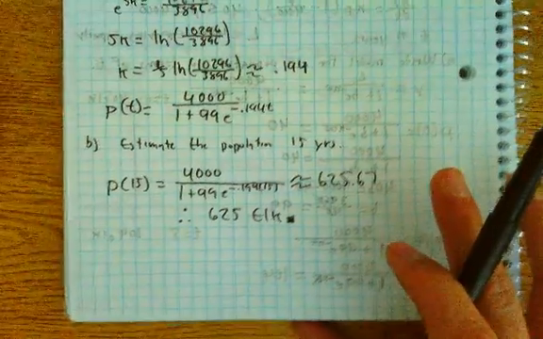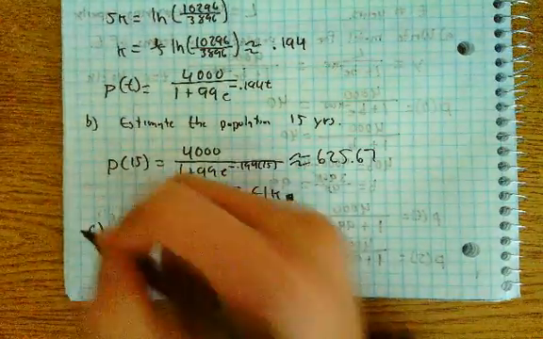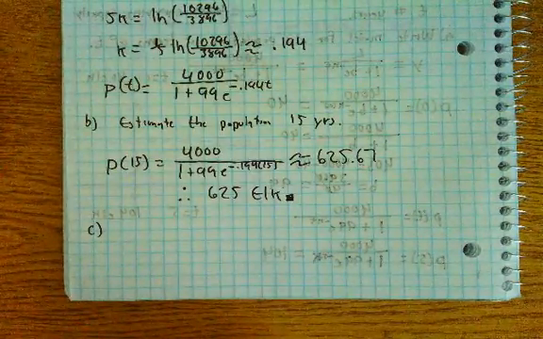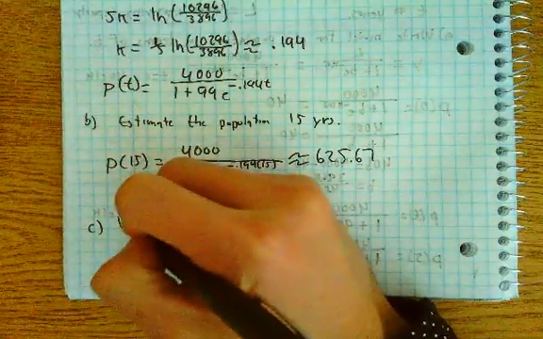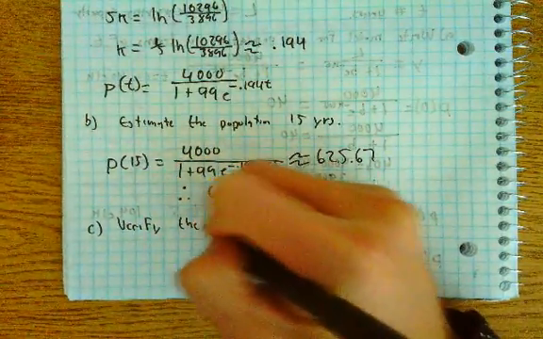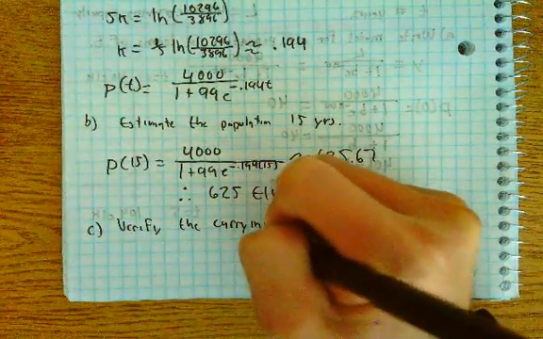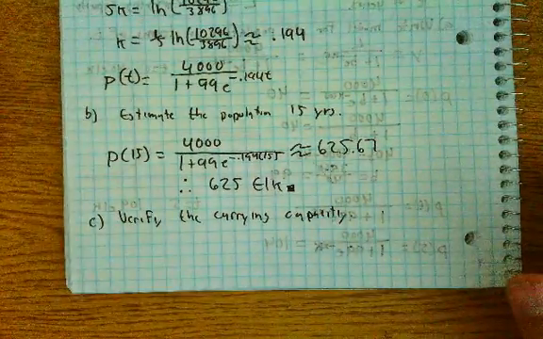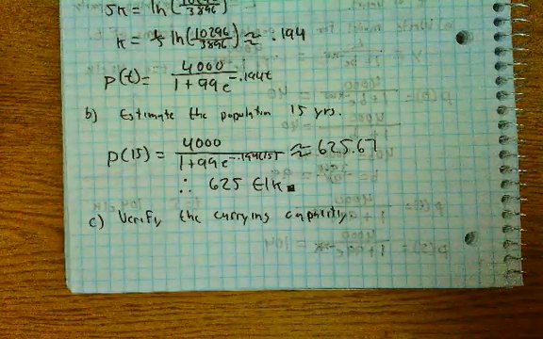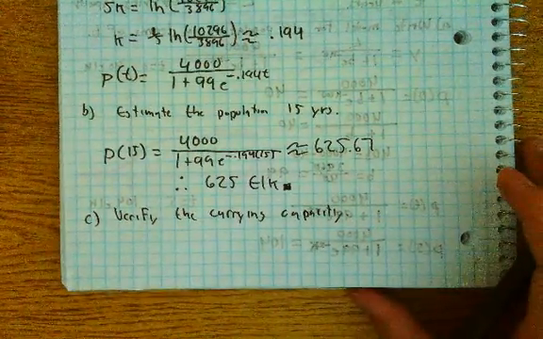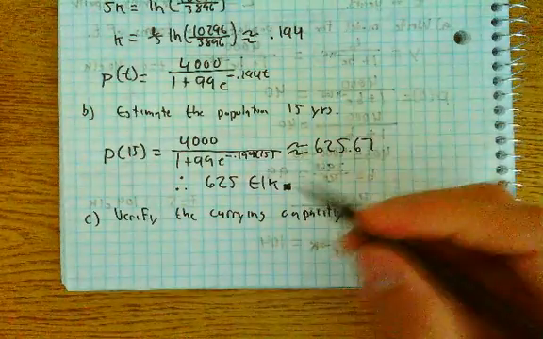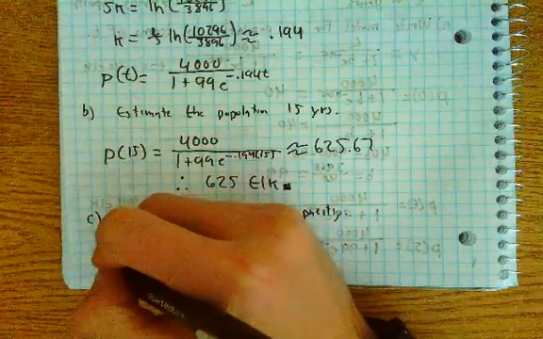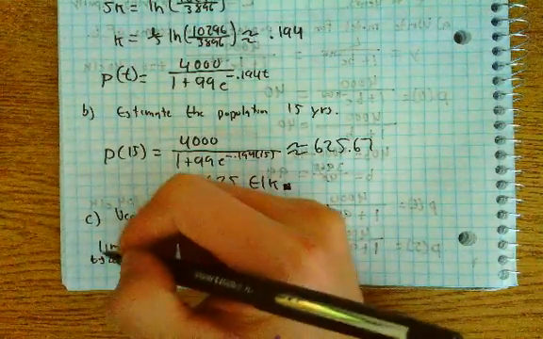Okay. Last thing I want to check with you is I want you to verify the carrying capacity. So you just gotta make sure you can verify what it is. Remember that the carrying capacity according to the problem is 4,000. So you gotta verify that it is. In other words, you gotta check that the limit as time approaches infinity of this function is in fact 4,000.